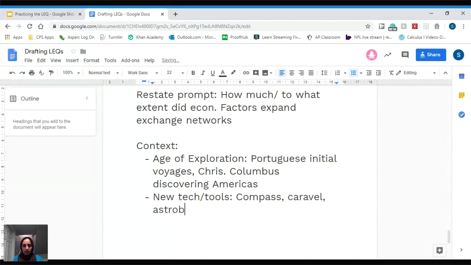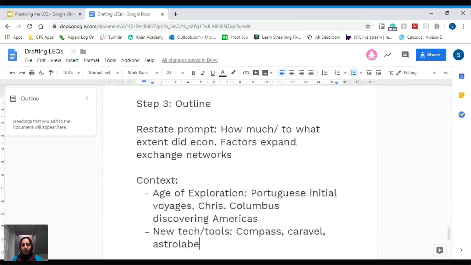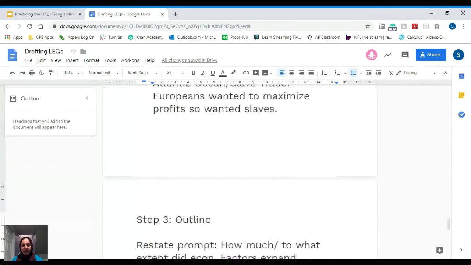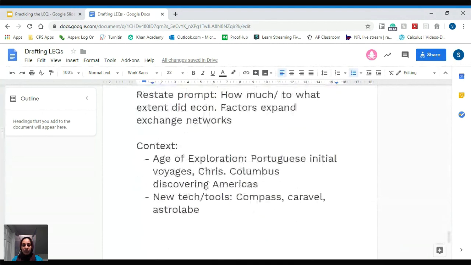I don't know. But I would mainly talk about these two. And I think that's what I did on my DBQ last year, because it talked about how much the Portuguese impacted the Indian Ocean trade. So I talked about how that was even possible. I talked about new technology like the compass, the caravel, all of that. So that relates to that.